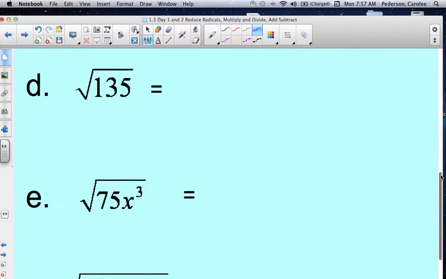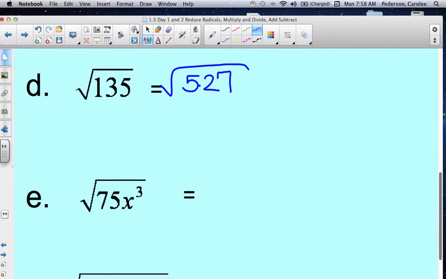All right, going down to square root of 135. Working with some bigger numbers sometimes becomes a little bit more complicated. So you're trying to look for what 2 numbers might multiply together that would be a perfect. So you might want to start with dividing. Does 135 divide into 2? No. Does it divide into 3? Yes. Does it divide into 5? Yes. So if I rewrite it as 5 times 27, that's 135.